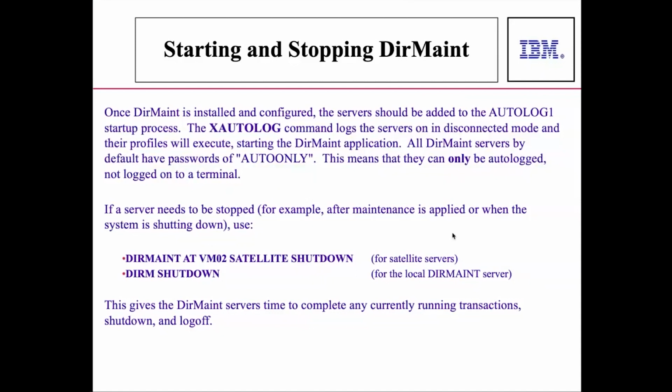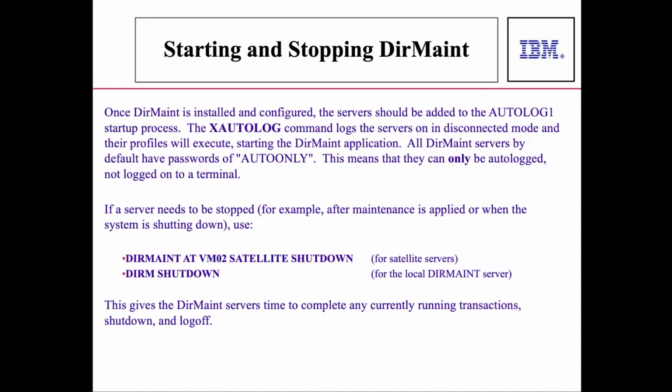Starting and stopping, of course, DirMaint needs to come up on your system when you start it up. Otherwise, it doesn't do anything. If it would go down, then your system keeps running because your object directory is there. You just can't change it. So that's why you need to make sure it starts up when the system starts up.